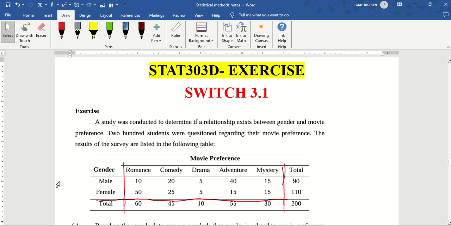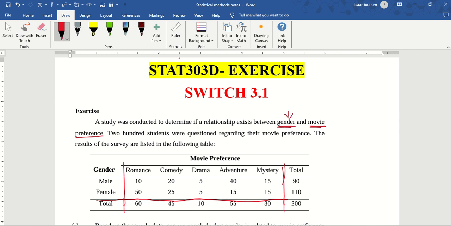Now, the question says, a study was conducted to determine if a relationship exists between gender and movie preference. So we want to determine if there is a relationship between gender and movie preference. That is what we want to study or determine. We want to conduct an experiment to determine if there is a relationship between gender and their movie preference. Remember, we are dealing with gender and we are looking at movie preference.